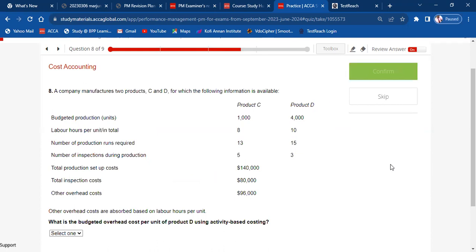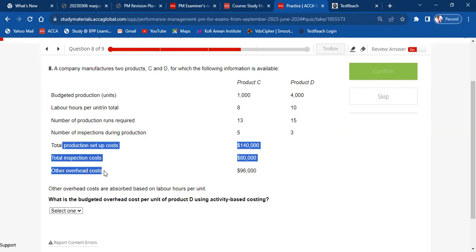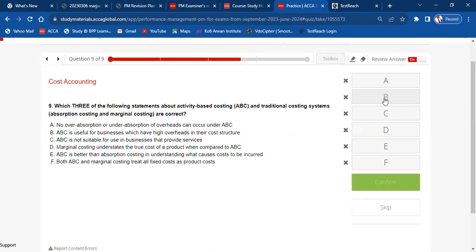Question 8: what is the budgeted overhead cost per unit of product D? I think I answered this question with you in the main course. Overhead cost. So it's all about the production setup, the inspection, and the other overheads. They are all brought together. So you've got to work all of them together and add up. All right, then skip.